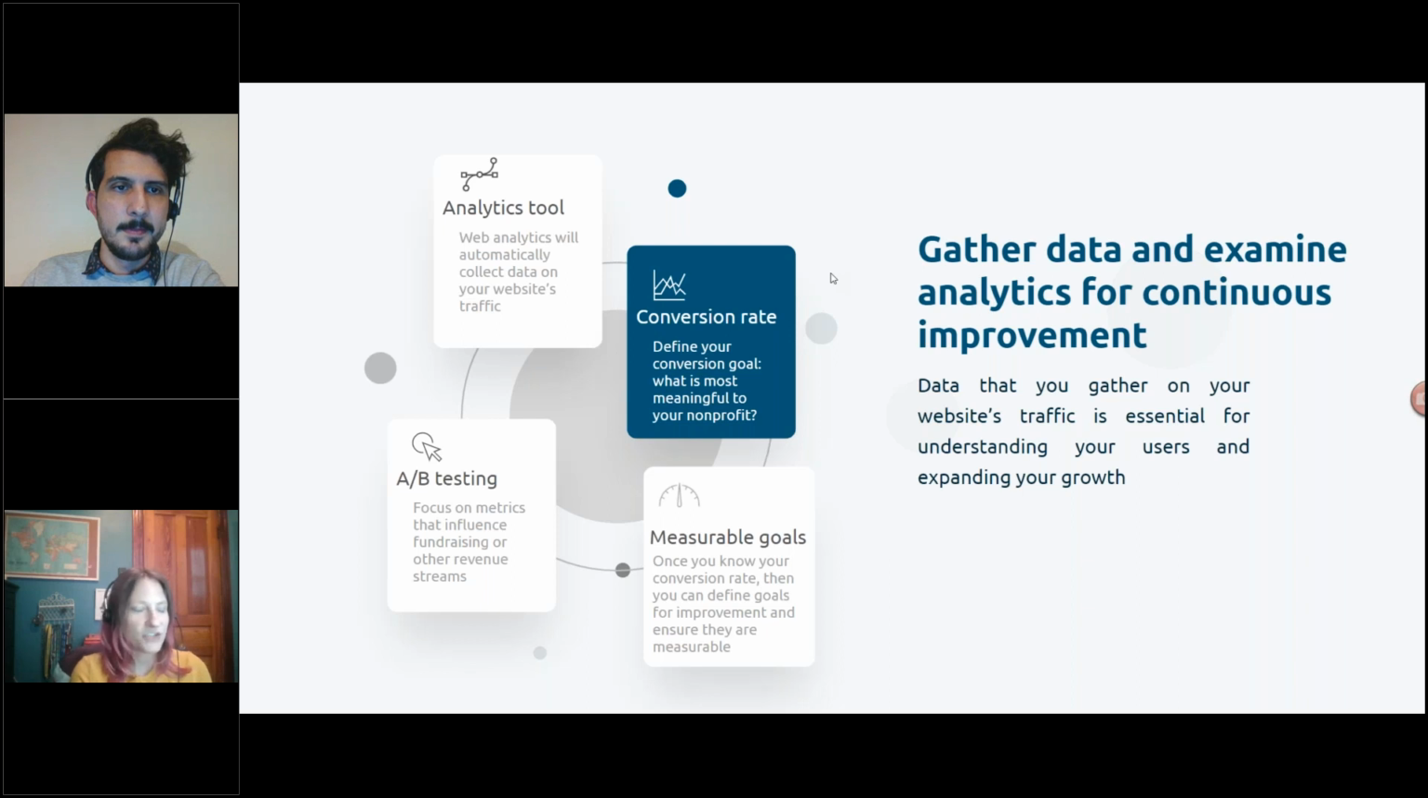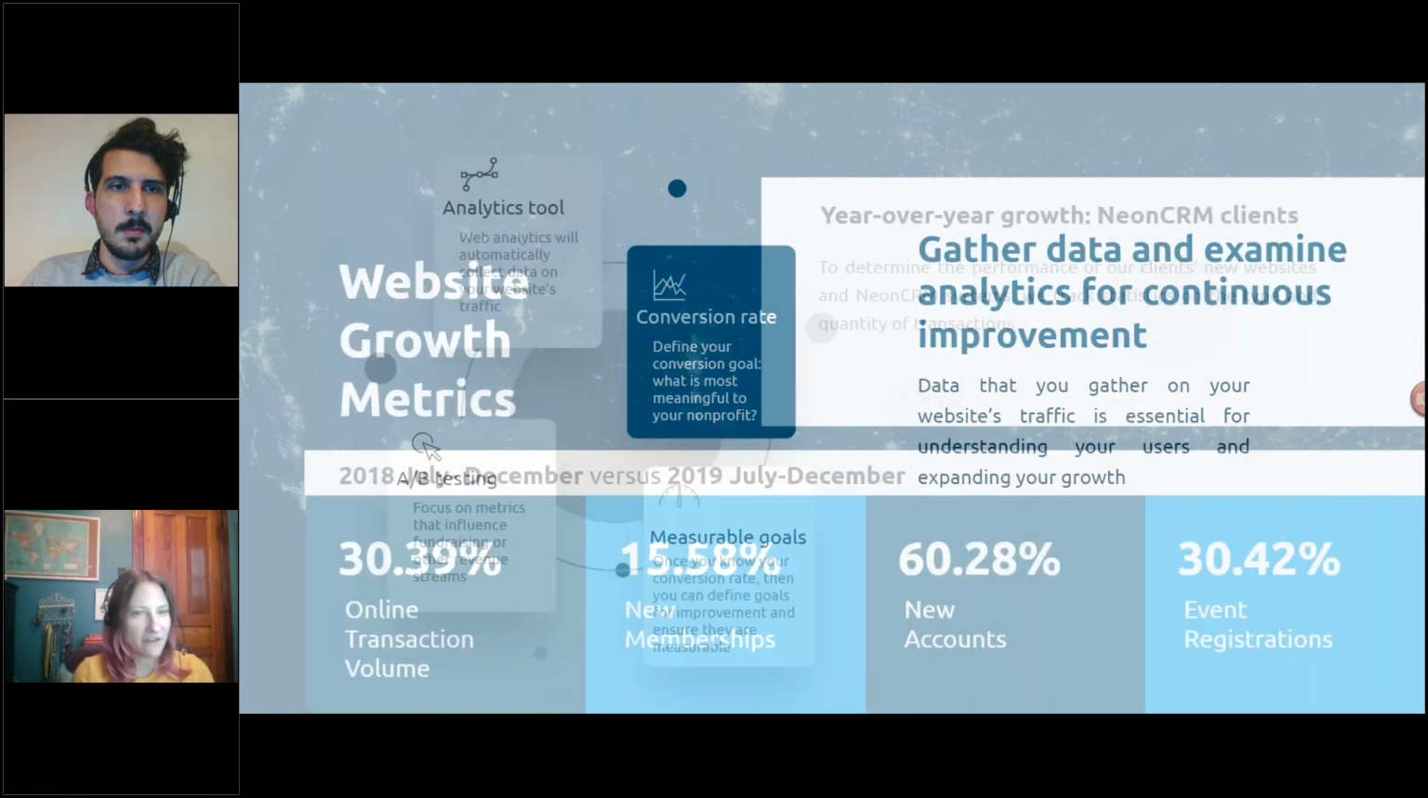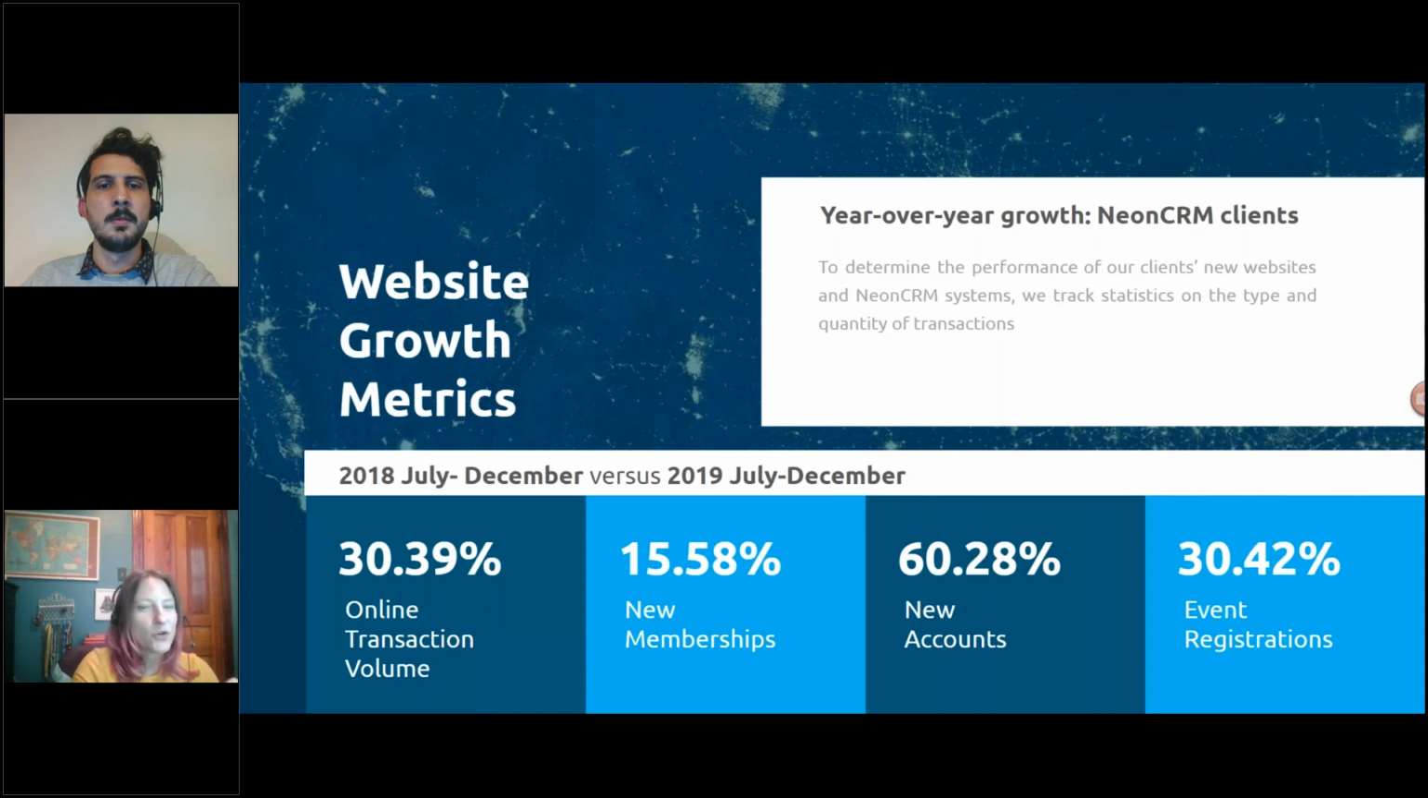When you're doing this, you want to identify metrics that are important to your organization. That would commonly be a revenue stream, such as donations or fundraising. And then next we have an example of website growth metrics. These are the year-over-year growth metrics that we track on our clients' websites as a way to determine their overall success. Specifically, we're using online transactions, which are easily quantifiable.